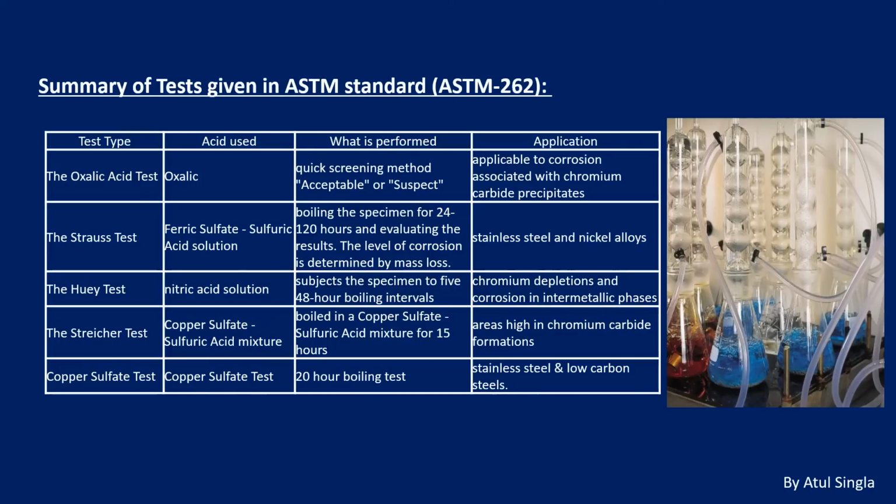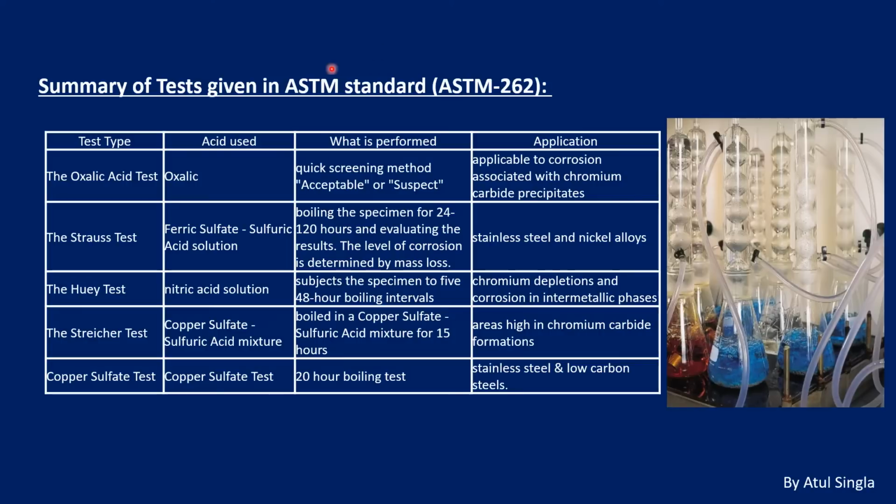Next is the copper sulfate sulfuric acid test, where we boil the specimen for 15 hours. We use a mixture of copper sulfate and sulfuric acid for 15 hours. This is applicable to areas high in chromium carbide formations. Then the fifth one is the copper sulfate test, where we keep the specimen for 28 hours in a boiling test. The application is stainless steel and low carbon steel.